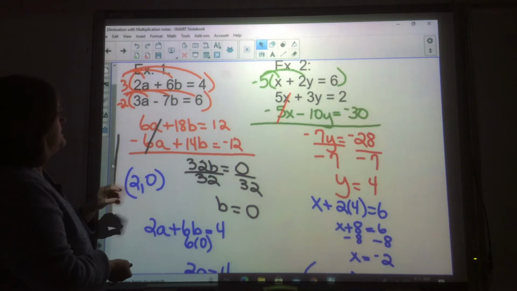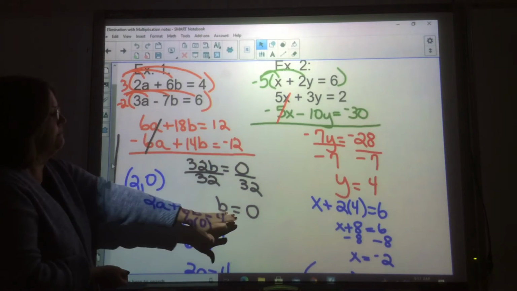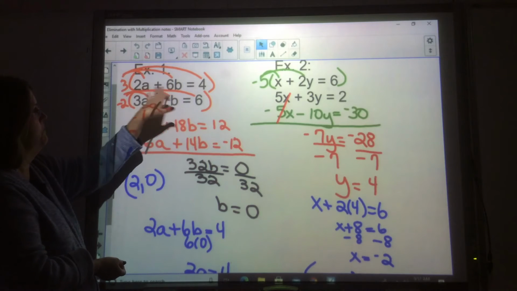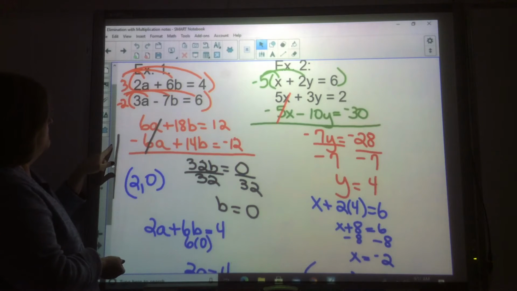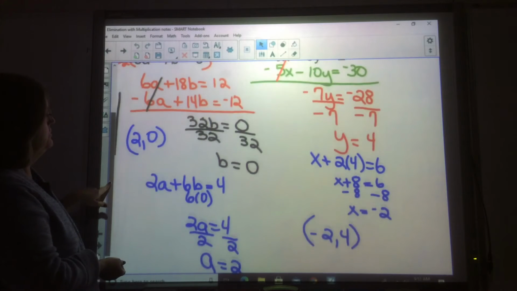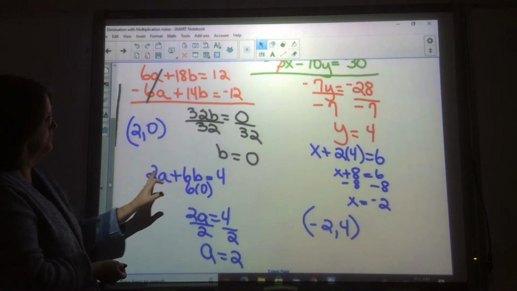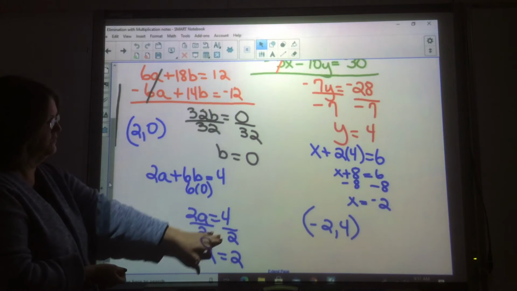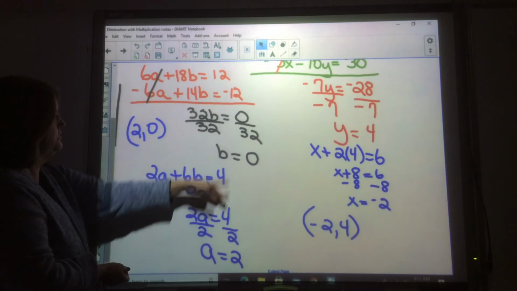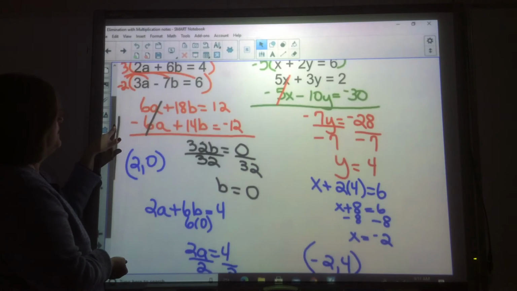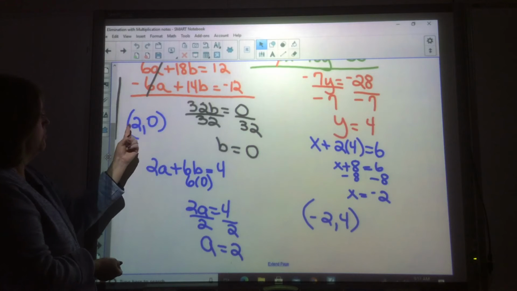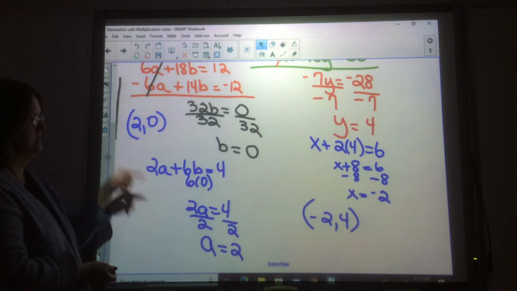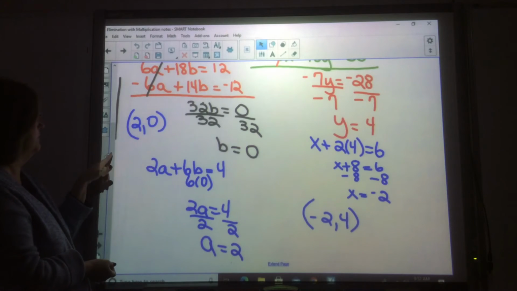Now, we're going to take and put 0 in for the variable b and solve for the a. So 2a plus 6 times 0 equals 4. That's 0. So 2a equals 4, divided by 2. So a is 2 and b is 0. You write your answer alphabetically. You write the 2 first and then the b: 2, 0.